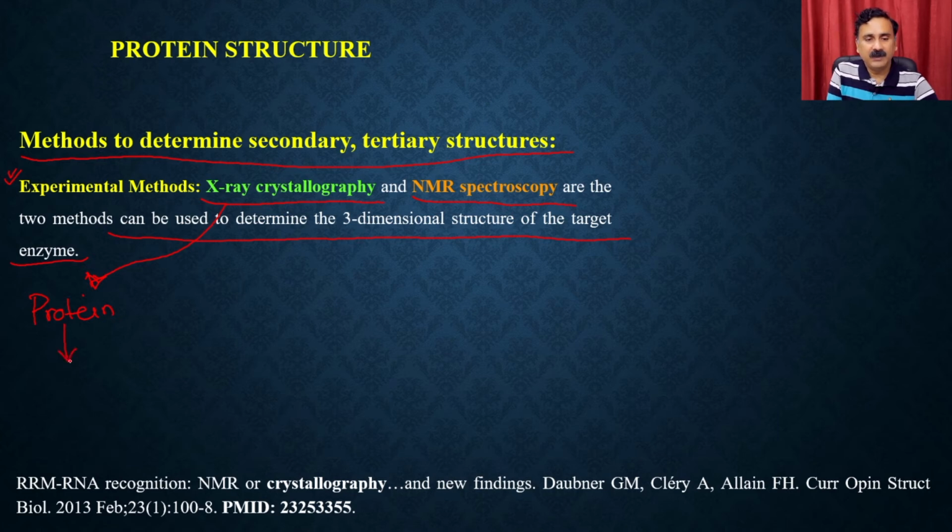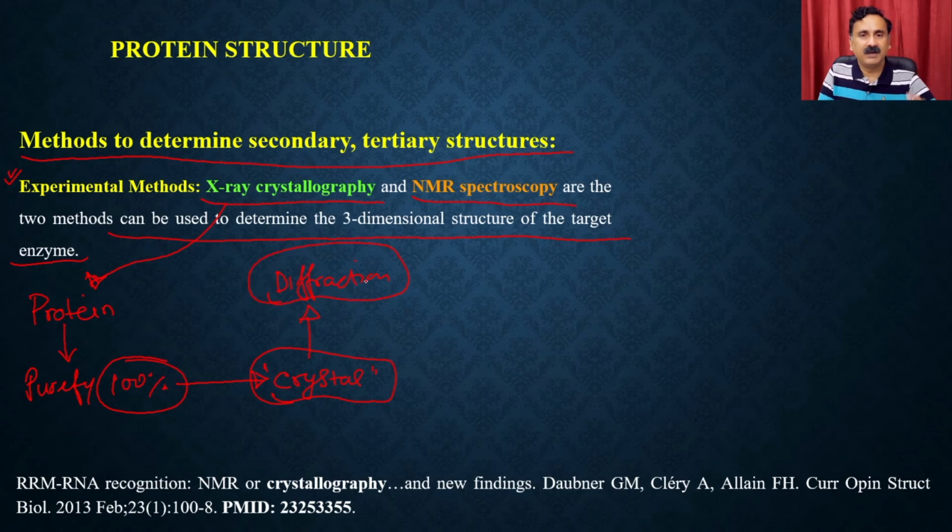Then you purify this protein to more than 90% purity. Once the purification is done, you crystallize this protein. You produce the crystals, and once you have the crystals, you put them in for diffraction. When you do the diffraction, it gives you the diffraction patterns.